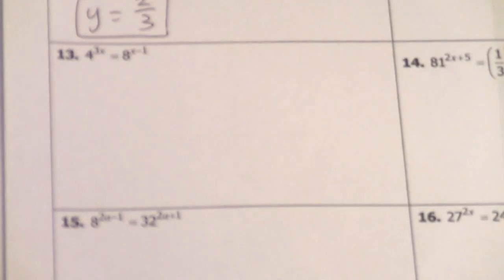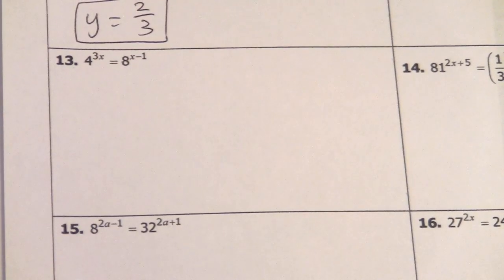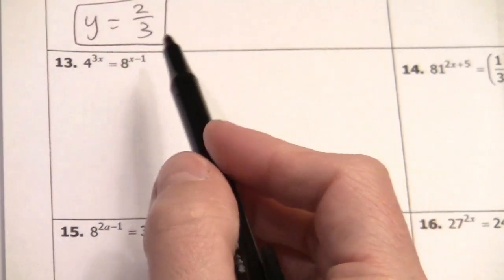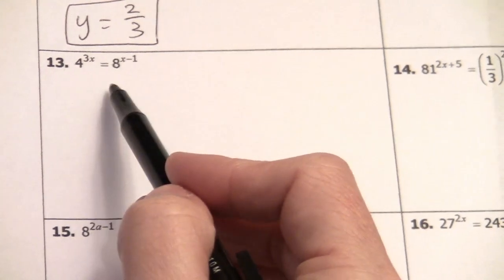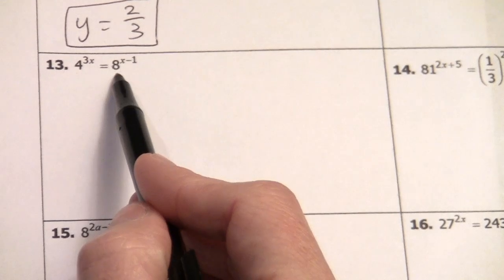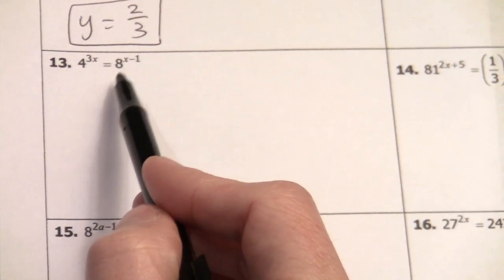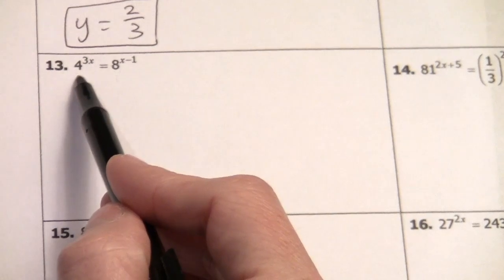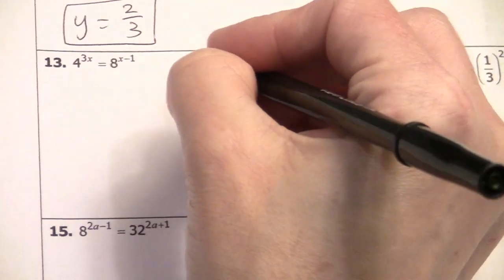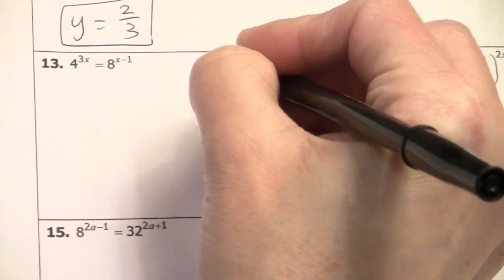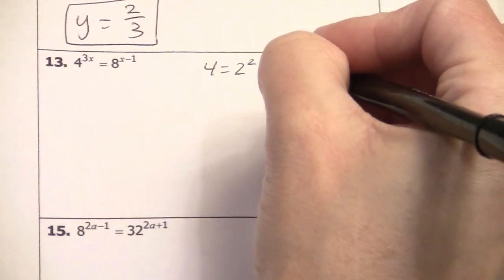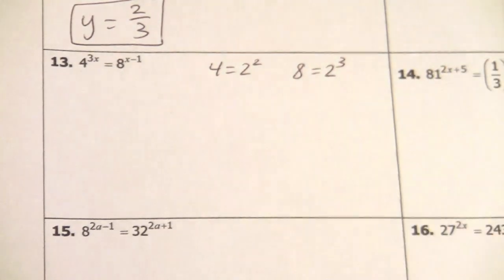All right. Number 13, here we go. 4 to the 3x power equals 8 to the x plus 1 power. Again, we're going to have to change both of these because we can't change 8 as 4 squared or anything like that. So what we're going to have to do is bring these both down to base 2. All right, so a little side note, 4 is going to be 2 squared, and 8 is going to be 2 cubed.